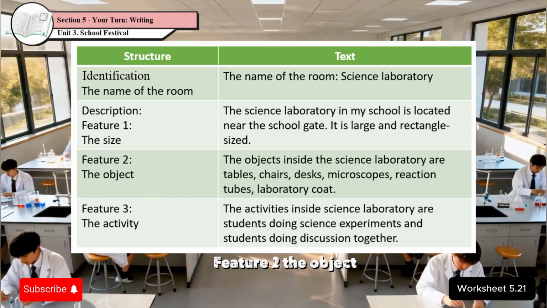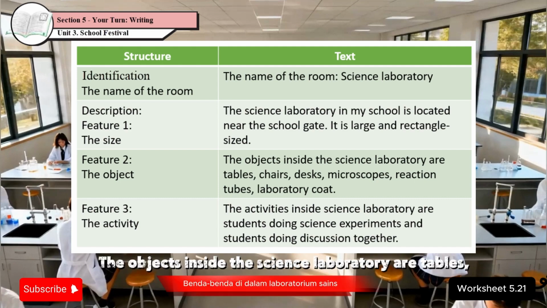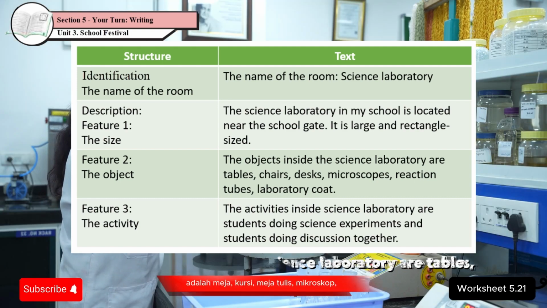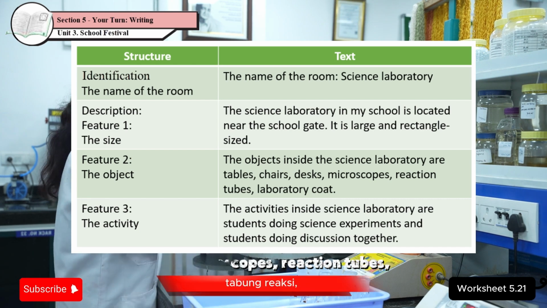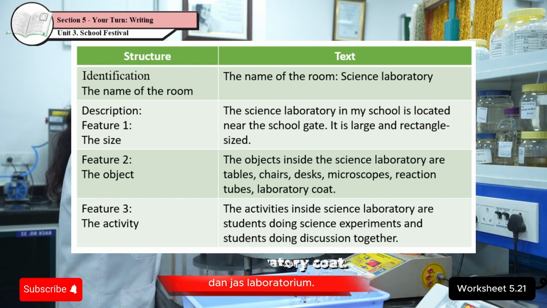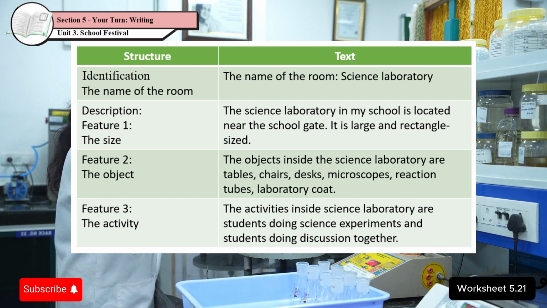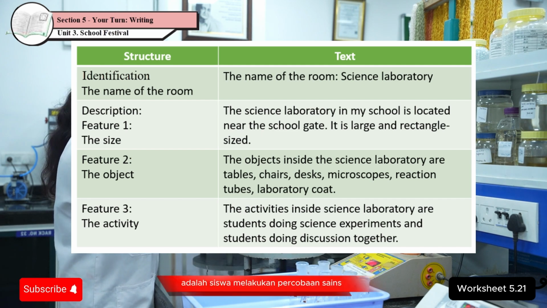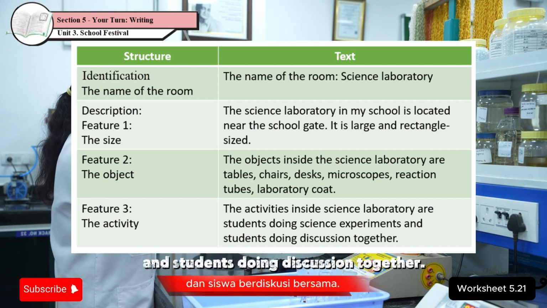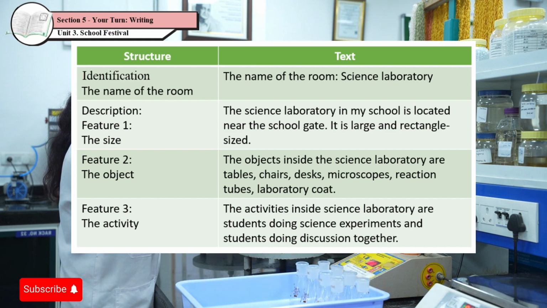Feature 2. The objects. The objects inside the science laboratory are tables, chairs, desks, microscopes, reaction tubes, laboratory coat. Feature 3. The activity. The activities inside the science laboratory are students doing science experiments and students doing discussion together.